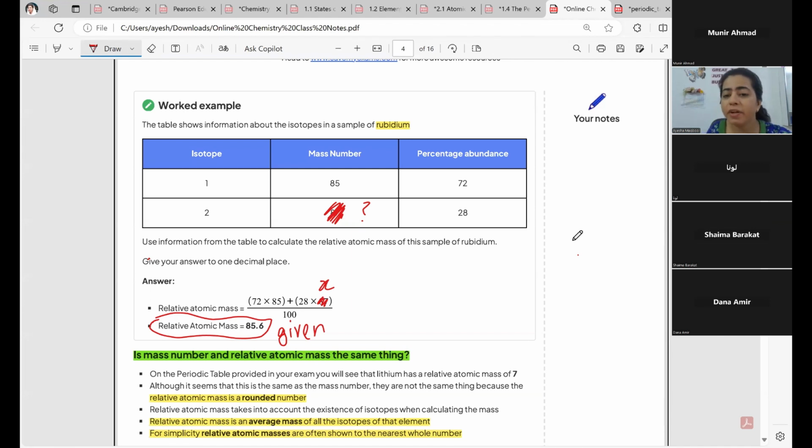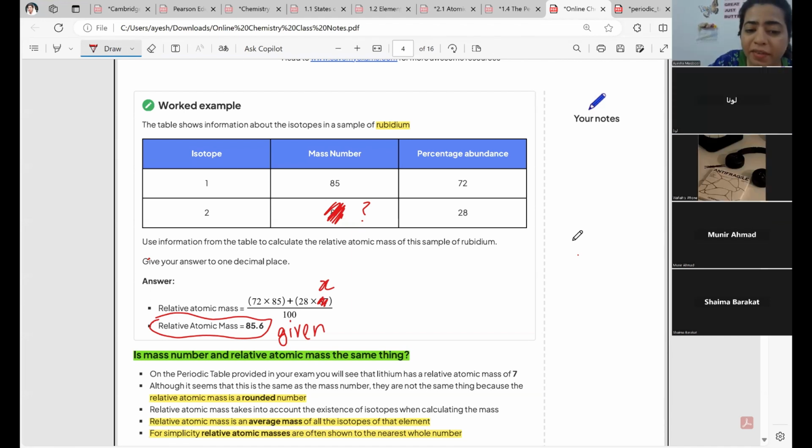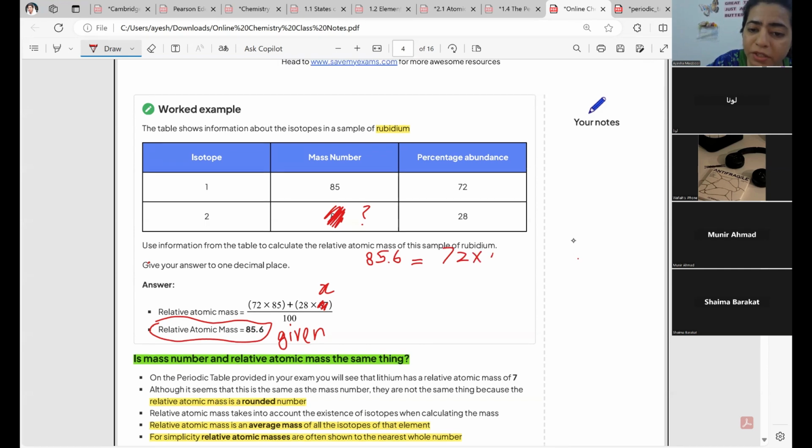So let me write here what I'm trying to say. Let's say in the exam, it is given that the relative atomic mass is 85.6, which is equal to 72 times 85. Who has the noise? Let me mute.